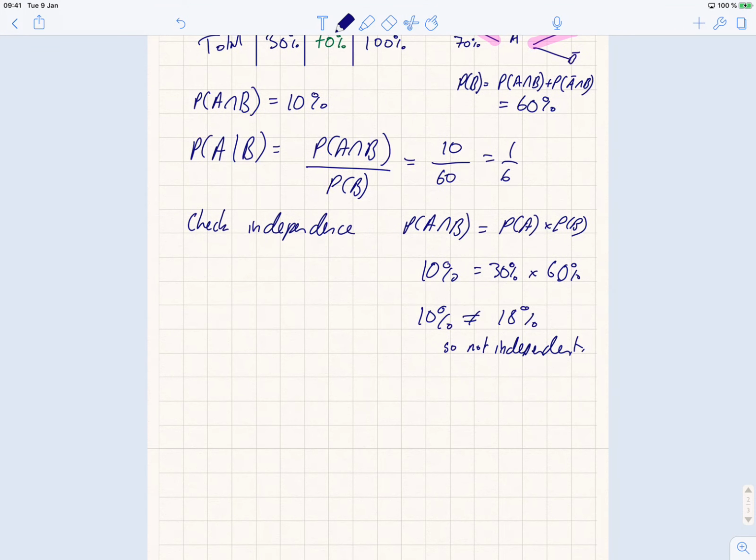Okay. For the calculator, a lot of this is very similar. You just need to know how the shortcuts work on the calculator.